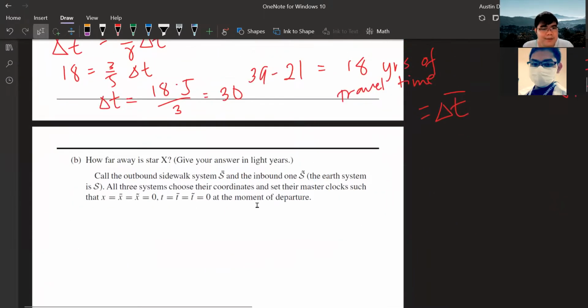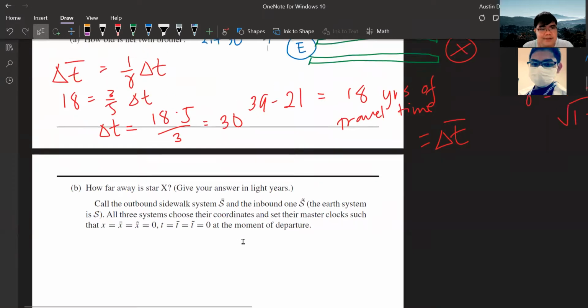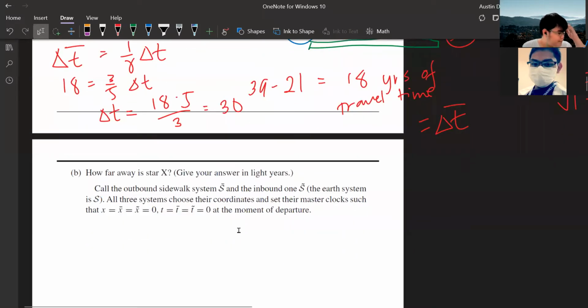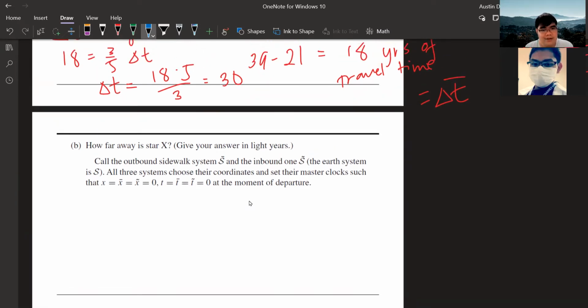Okay, and then letter B, tinatanong sa atin, gaano kalayo yung star X? How far is star X? Kung titingnan natin to, di ba, tumanda si kuya mo ng 30. Therefore, yung kalahati nun, yung papunta doon sa star X. Tama ba? 30 years in total travel time na hinintay nung kuya niya, kapatid niya.